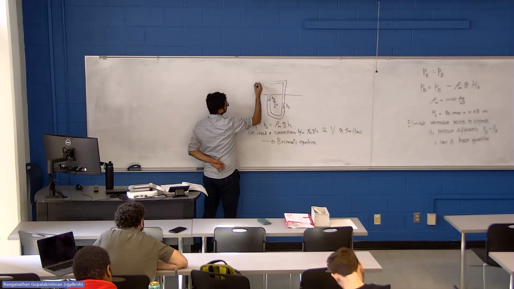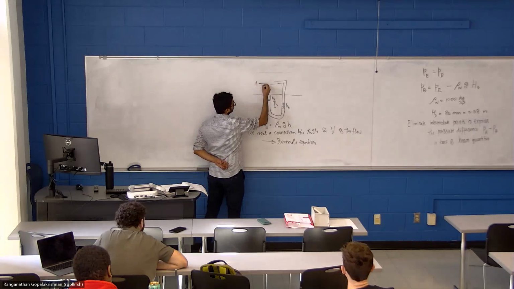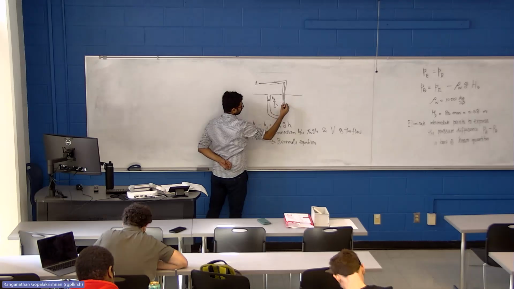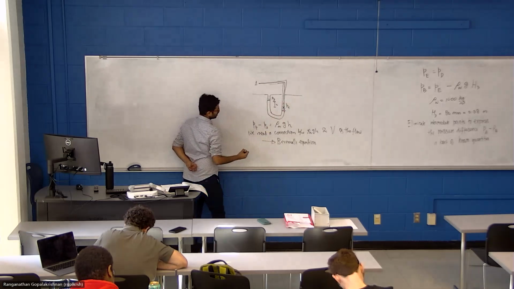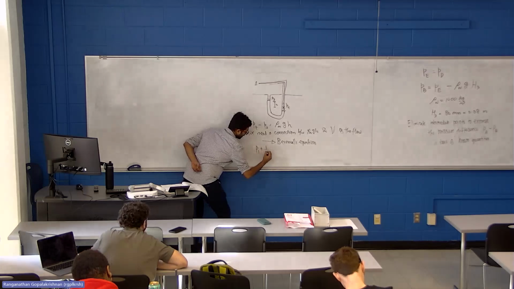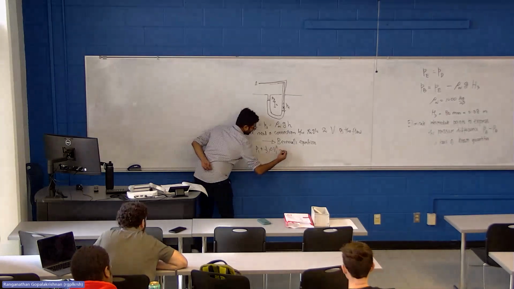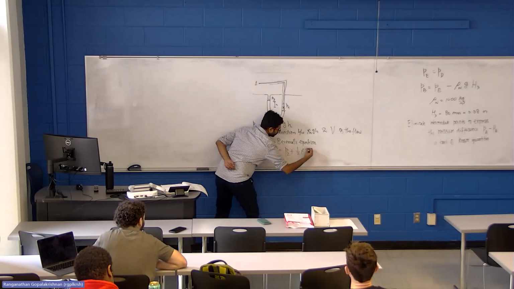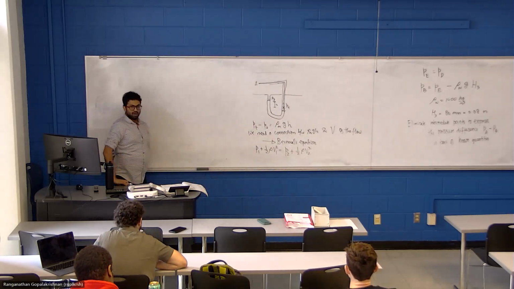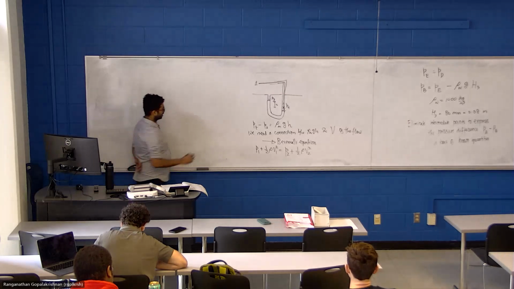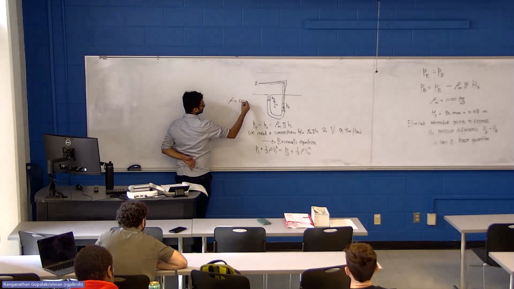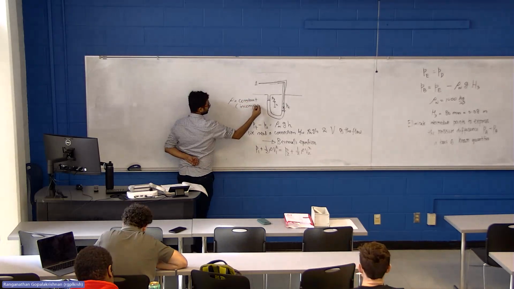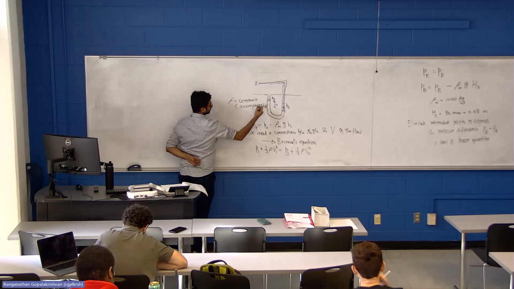So I'll select the point here and call it 1. That streamline terminates at the surface, and I'll call this point 2. So P1 plus half rho V1 squared equal to P2 plus half rho V2 squared. Density is constant because we are told the fluid is incompressible.